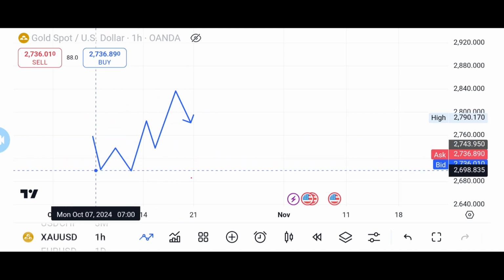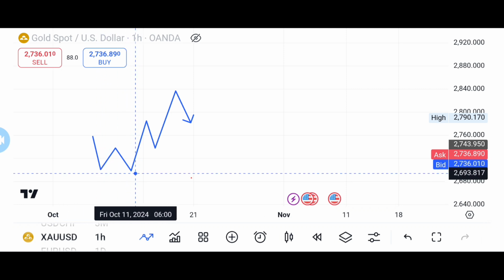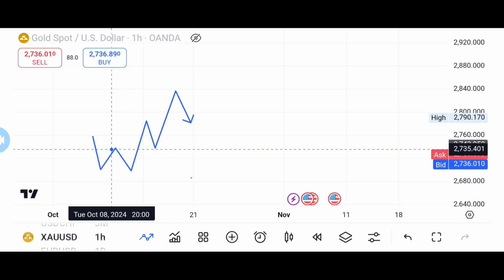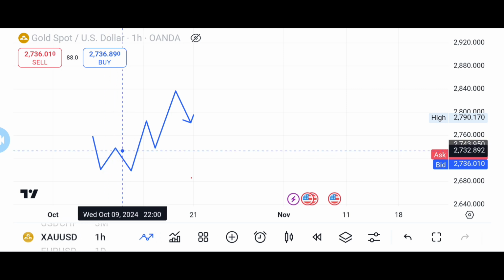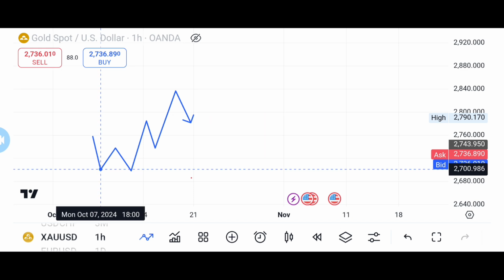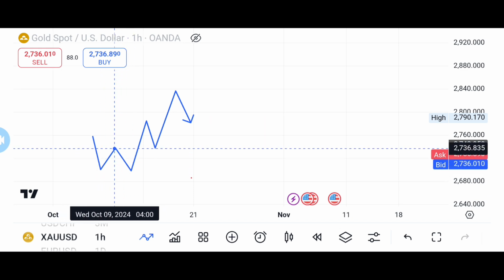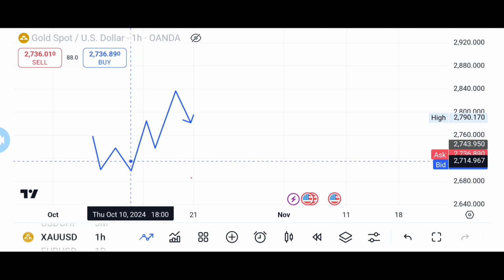So this is how a double bottom looks like. Okay, this is the first bottom and this is the second bottom. Are we together? And this is our neckline. These are the features of a double bottom. We have the first bottom, that is what we simply call the first leg, the second leg, and we have a neck. Are we together? So how do we trade this pattern?